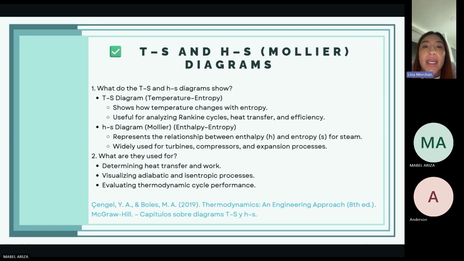Number two, what are they used for? To determine and transfer the work, split the plot, and evaluate the thermodynamic information. Next.